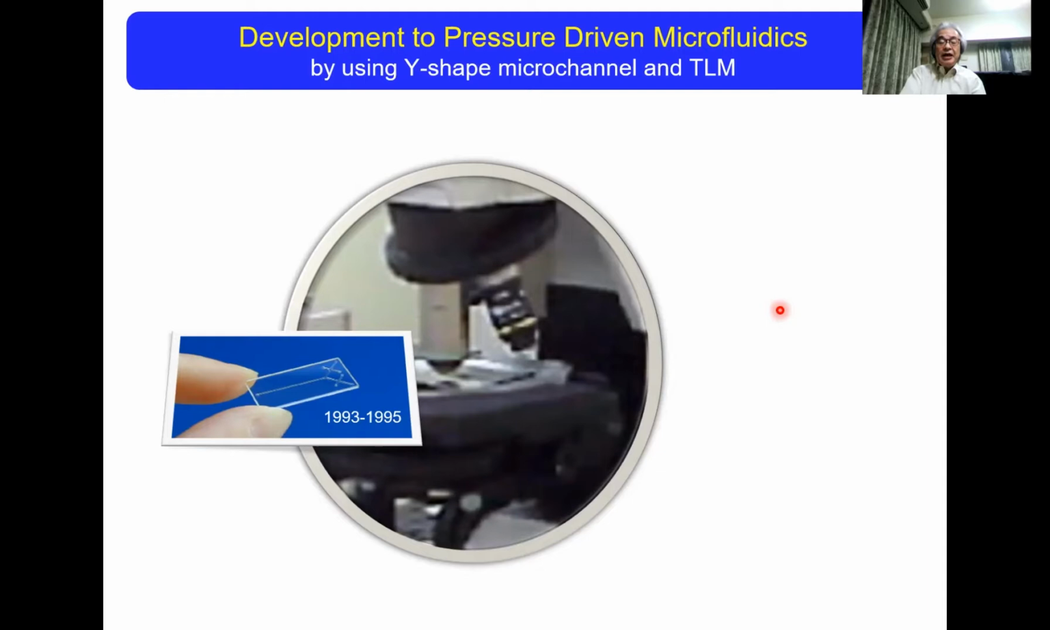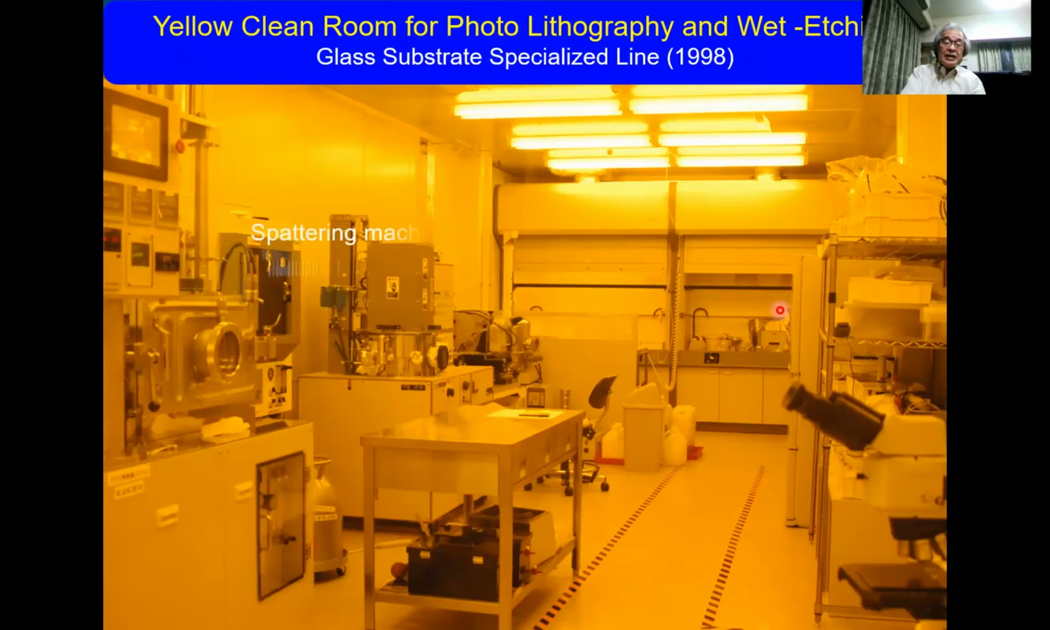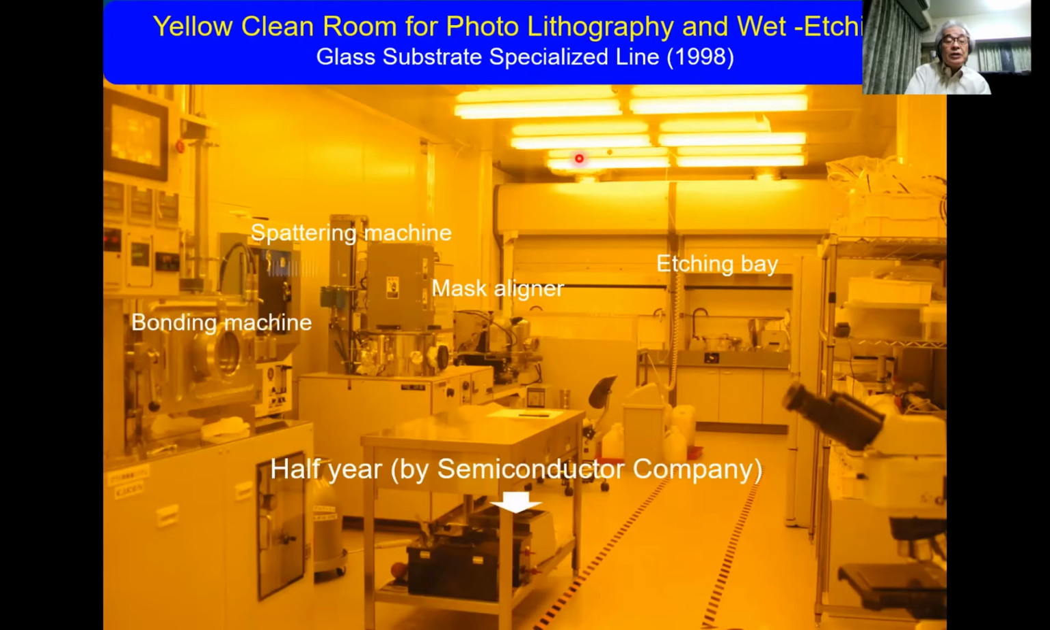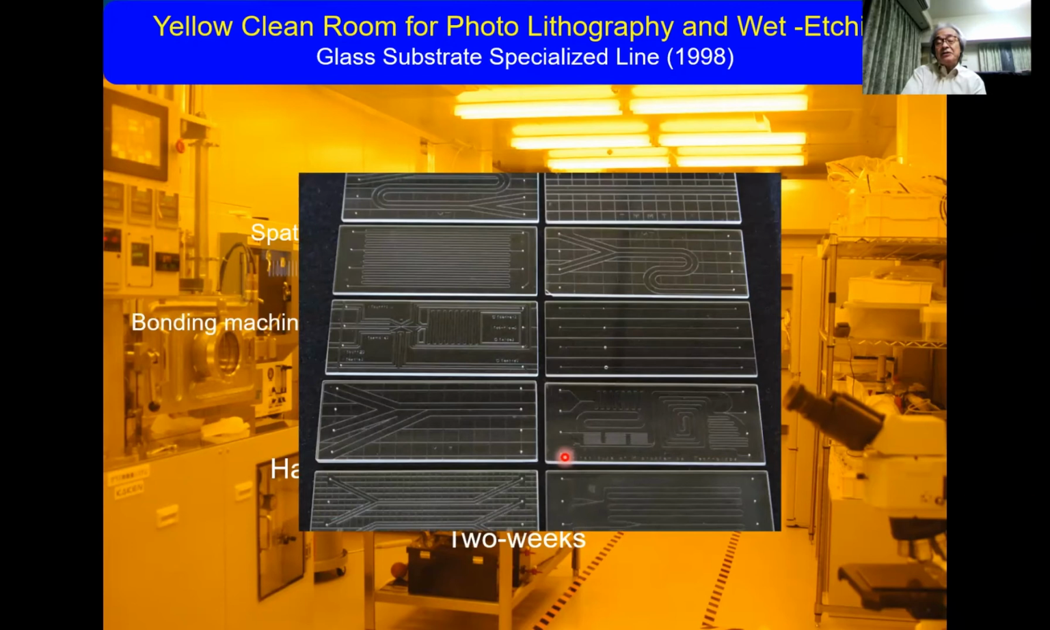After that, we also succeeded in many kinds of applications. Now we have prepared glass fabrication instruments in my laboratory. This is my clean room, with the glass bonding machine, sputtering machine, mask aligner, and etching bay. All of this equipment is just for the fabrication of microfluidic devices.